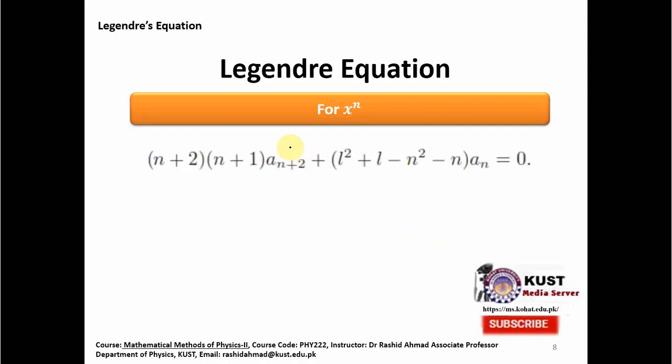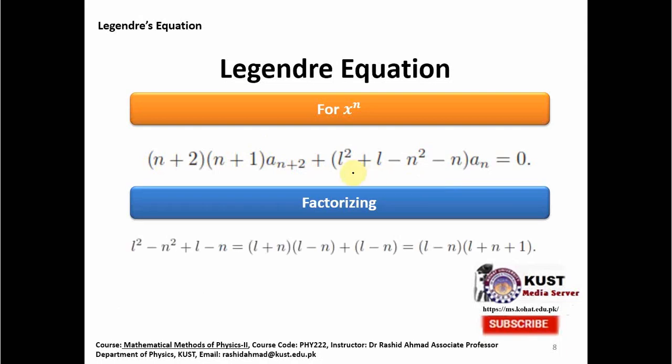What we want to do is to calculate the last coefficient, a n plus 2. For this, if we put this coefficient equal to 0 and factorize the second term over here, you can see that it is L square minus n square plus L minus n. If you factorize this, you will get L plus n, L minus n, plus L minus n. I hope you understand how to factorize this, and then again this can be put into this form: L minus n into L plus n plus 1.